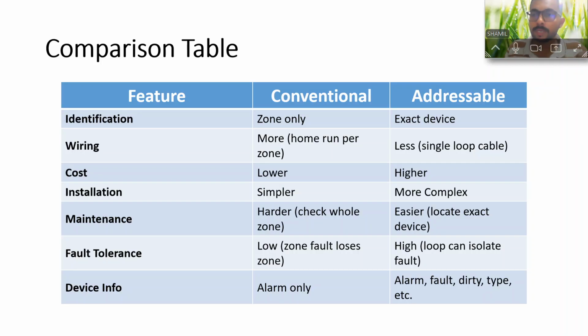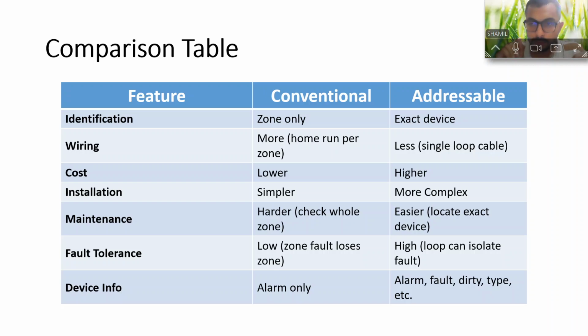But when it comes to the addressable system, you just need to put them in a loop. That is, if it starts from the panel, it goes through all the devices, and then it returns back to the panel. So in this case, the amount of cable is less when compared to the conventional system, where you need more number of cables. So that is the second difference.